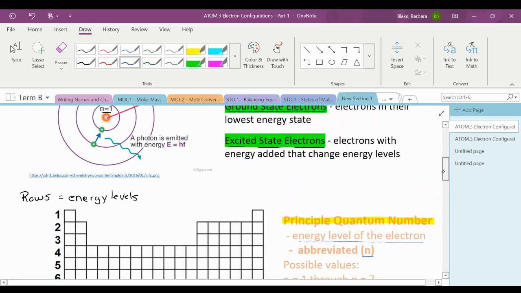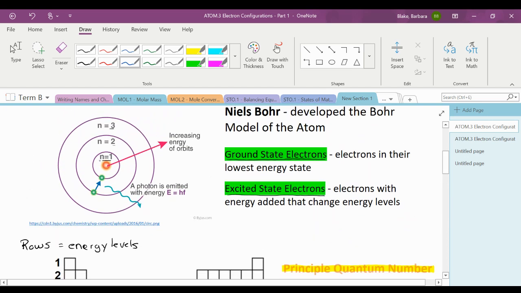And if I go back up to Bohr's diagram, you can see n equals 1. Well, that's the first energy level. That's the first principal quantum number. This is my second principal quantum number, and this is my third. That's what that n refers to.